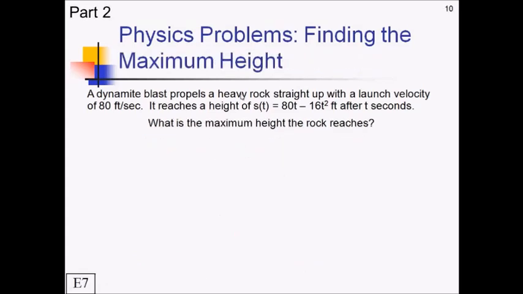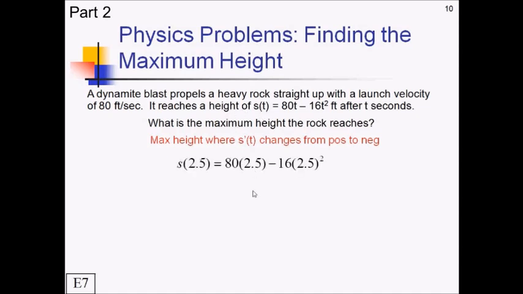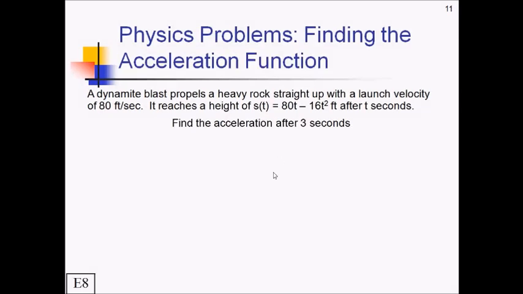For this next question, we're asking the maximum height of the rock. This is like any max problem. We need the derivative of the original function, sign analysis, and we need to be changing from positive to negative. Fortunately, we've already figured out where s prime changes from positive to negative. We found out where it was at rest. We did sign analysis on the last example, and we saw that at 2.5 seconds, this happens. So we just have to plug 2.5 into the original function, and that'll tell us what the maximum height is. So take a sec to do that on your calculator, and hopefully you ended up with the same value I did of 100 feet.